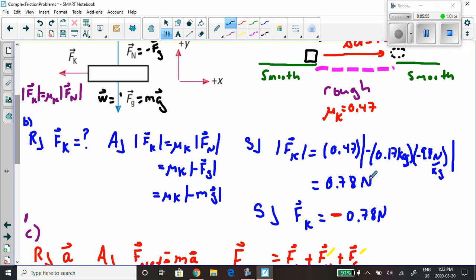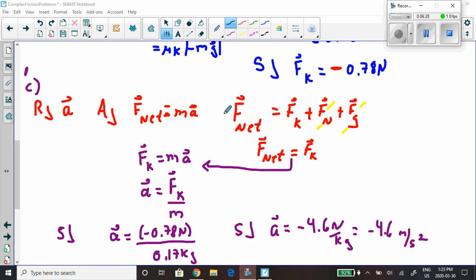Of course, forces are always in newtons. A little word to remind you here that the coefficients are always unitless, okay? Please remember that. Now, this only allowed us to calculate the magnitude of the force of kinetic friction, but we were asked for the entire vector, including direction. Well, the direction comes from the free body diagram. Boom, it's backwards, it's negative x. So I can say that the force of kinetic friction is negative 0.78 newtons.